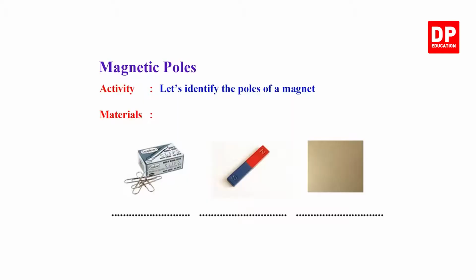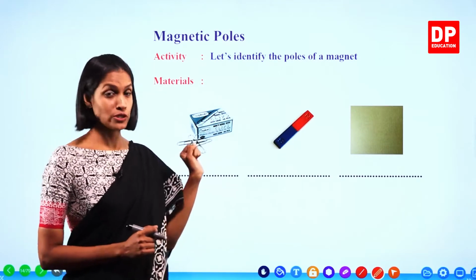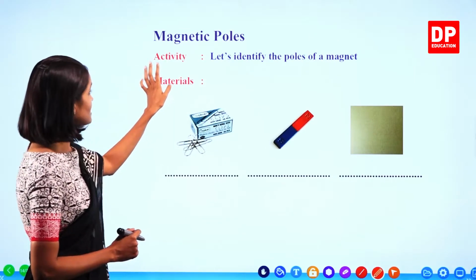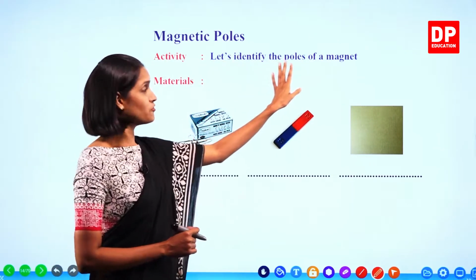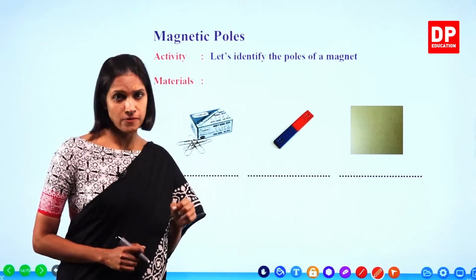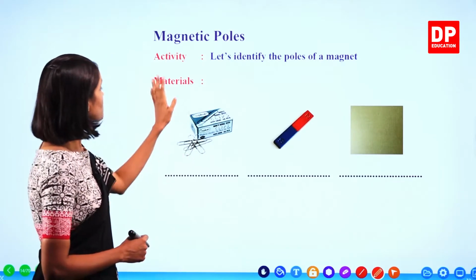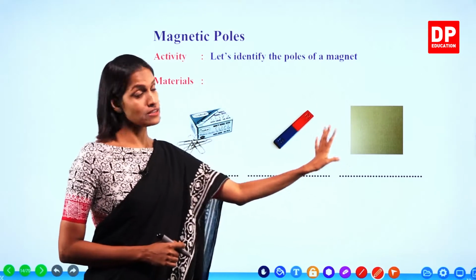Now, we are going to learn about magnetic poles. What is the meaning of magnetic poles, children? We are going to learn it under this lesson, under this chapter, okay? So the activity is, let's identify the poles of a magnet. Some of you must have studied about magnetic poles as well, but for most of you, this is a new topic, okay?